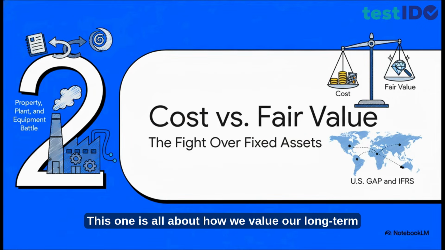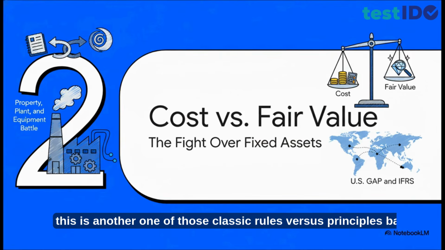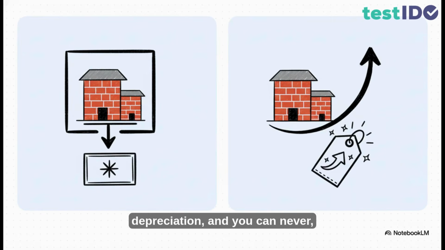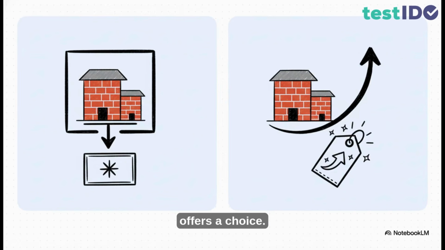This one is all about how we value our long-term assets. Our property, plant, and equipment, or PP&E. And yep, this is another one of those classic rules versus principles battles. You can really see the conservative nature of US GAAP here. It sticks strictly to what's called the cost model. So you report your building at its historical cost minus depreciation, and you can never, ever write it up in value. But IFRS, staying true to its principles-based nature, offers a choice.